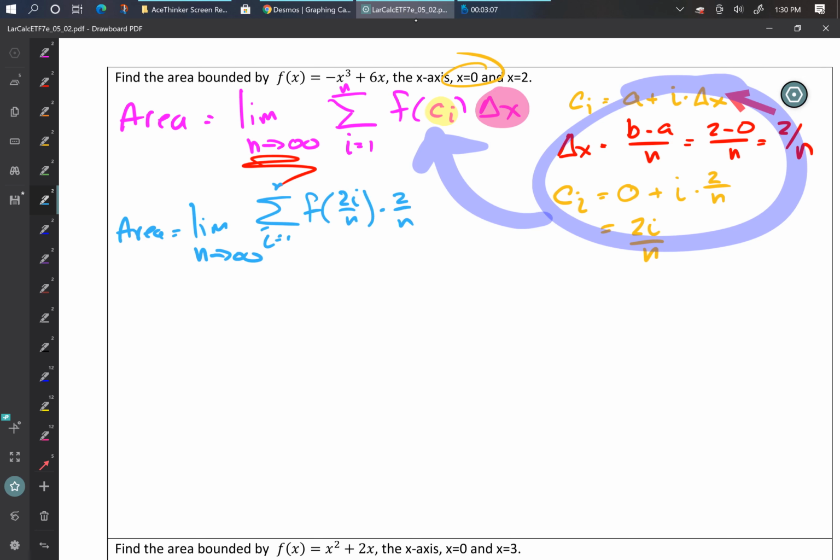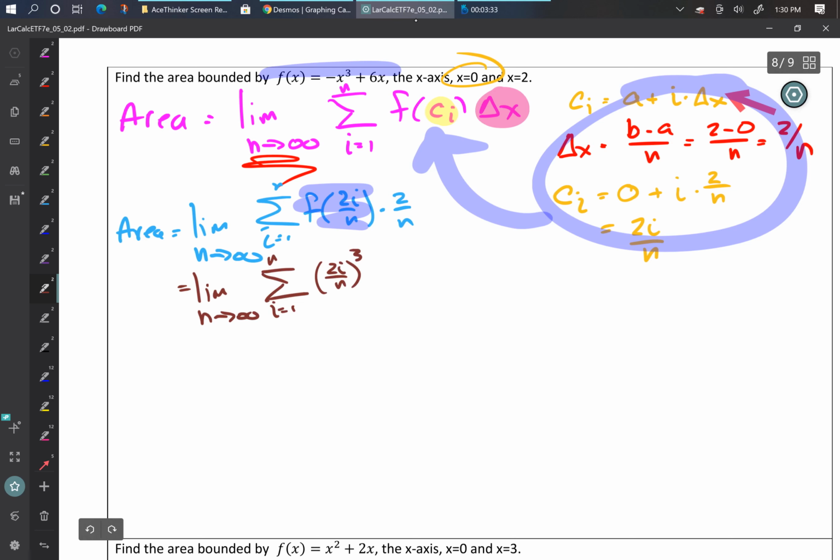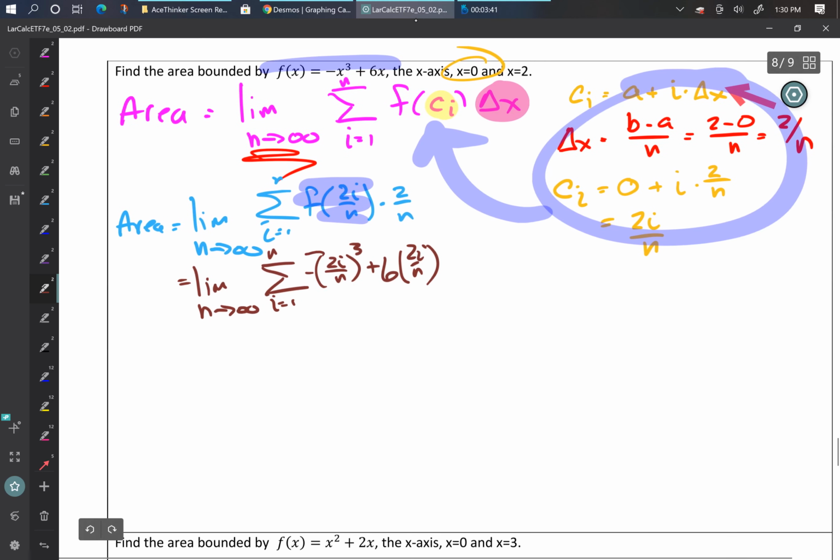So next step, I need to evaluate this. I'm going to use the function f of x, but replace all the x's with our c sub i, our 2i over n. So now I've got the limit as n approaches infinity of the summation as i goes from 1 to n of 2i over n cubed, but make it negative, plus 6 times 2i over n, and then this whole thing is going to get multiplied by 2 over n.